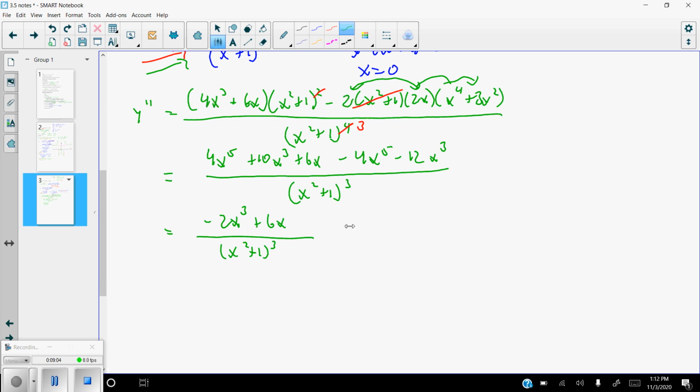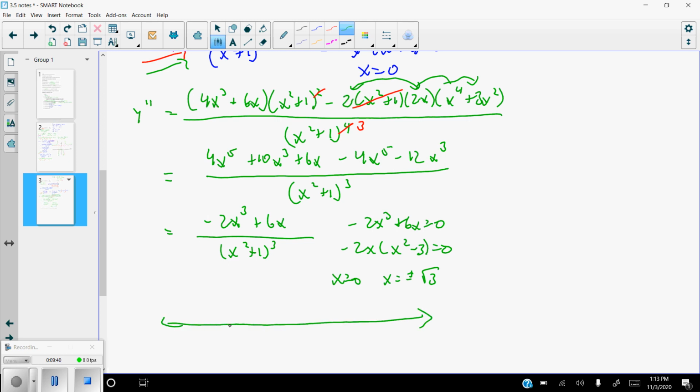The numerator, however, can. So I'm going to take negative 2x cubed plus 6x and set it equal to 0. Factoring out a negative 2x is going to give us x squared minus 3. So it looks like x is either going to equal 0 from the outside piece, or x is going to equal plus or minus the square root of 3 from the inside piece. Okay, that's not really the nicest of numbers there, but those are the values that we have to deal with. So let's set up our number line, our second derivative number line.